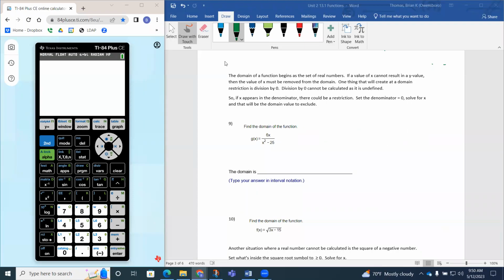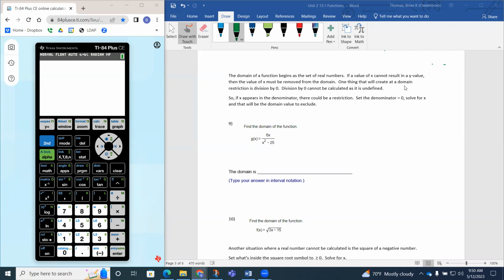So question 9 says, again, find the domain of the function. So again, as we mentioned, the domain of the function begins out as a set of all real numbers. If an x value cannot result in a y value, then the value of x must be removed from the domain.